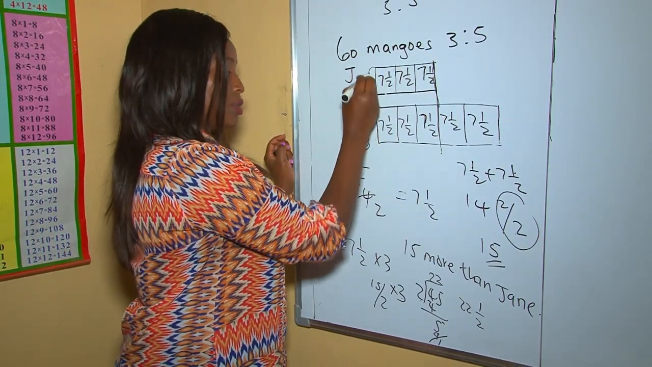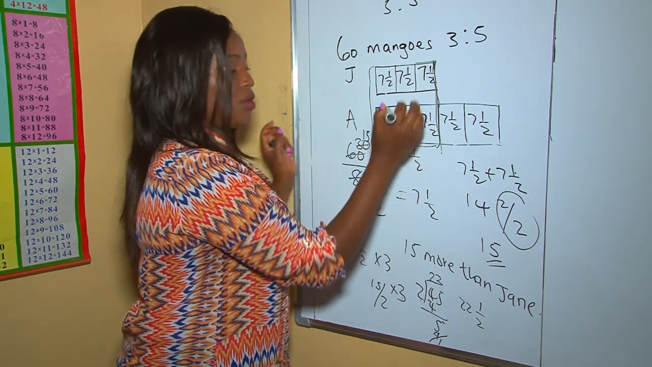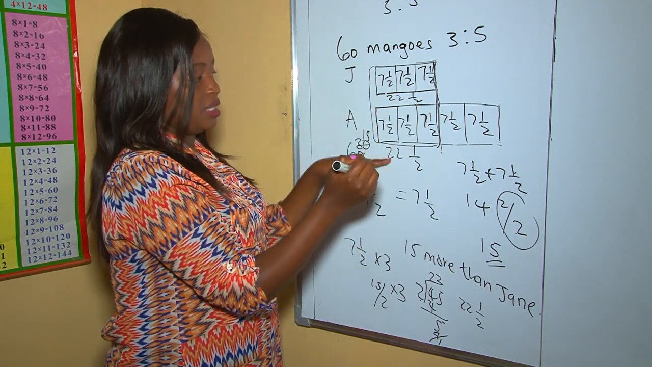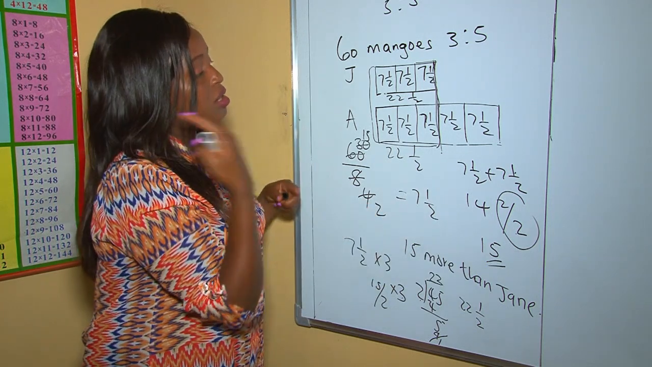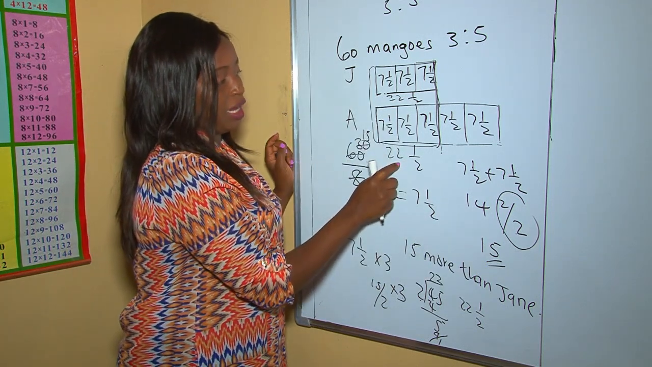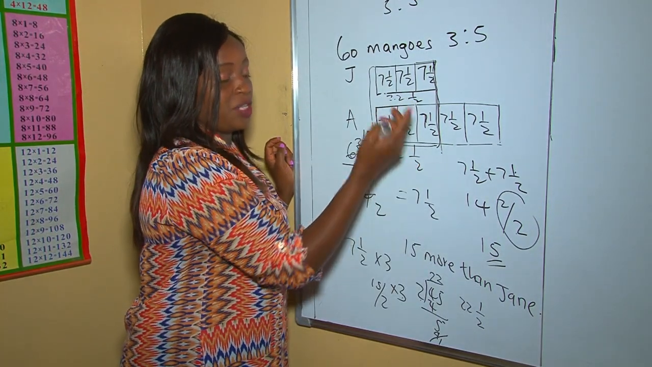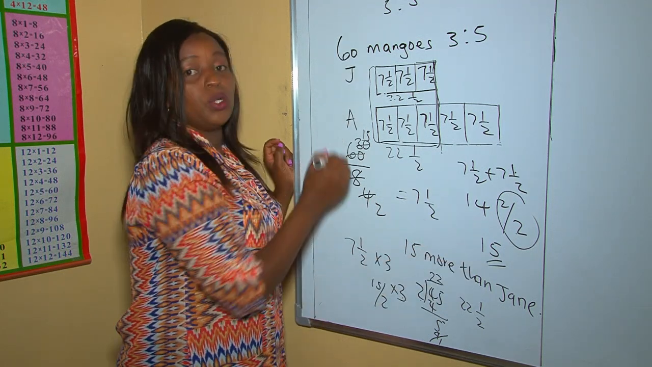So all this is 22.5, and also this one is 22.5. When you add this plus this, we go back to 60. So 22.5 plus 22.5: 22 plus 22 is 44, plus a half plus a half is 1, which is 45. 45 plus 15, we go back to 60.